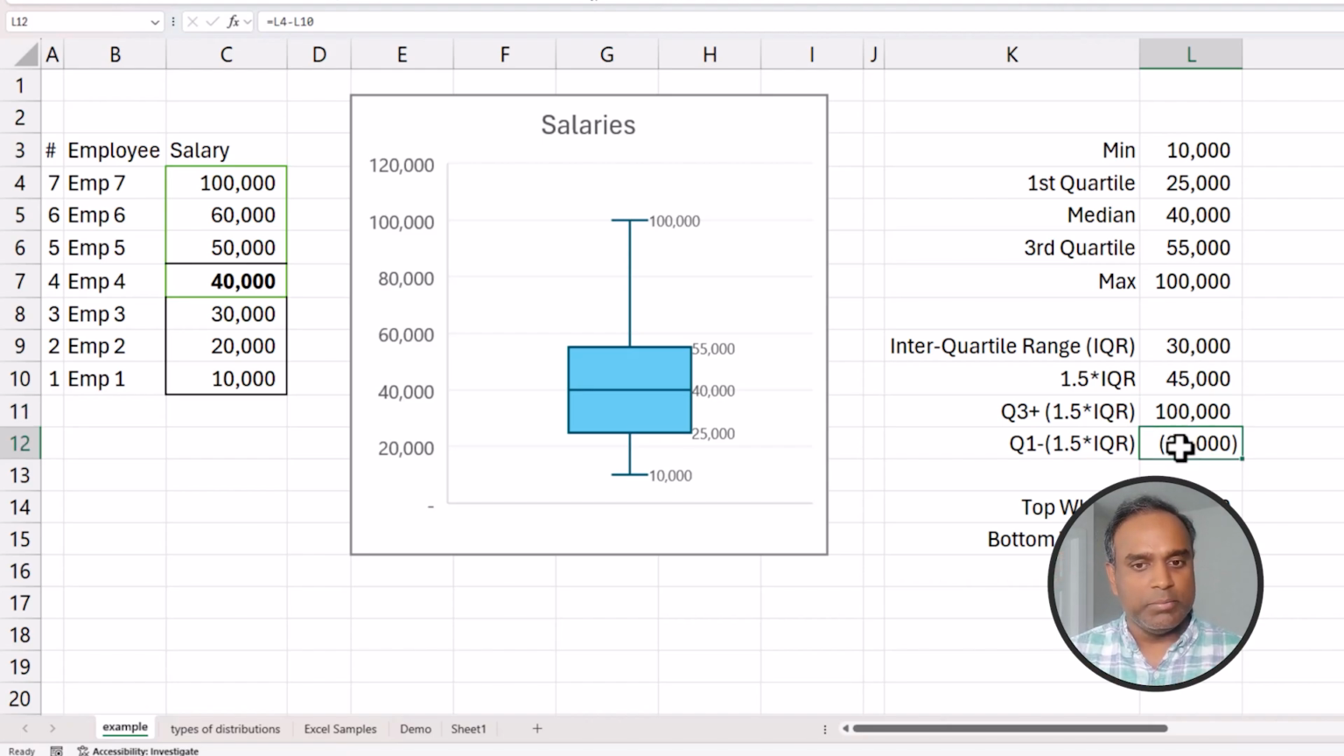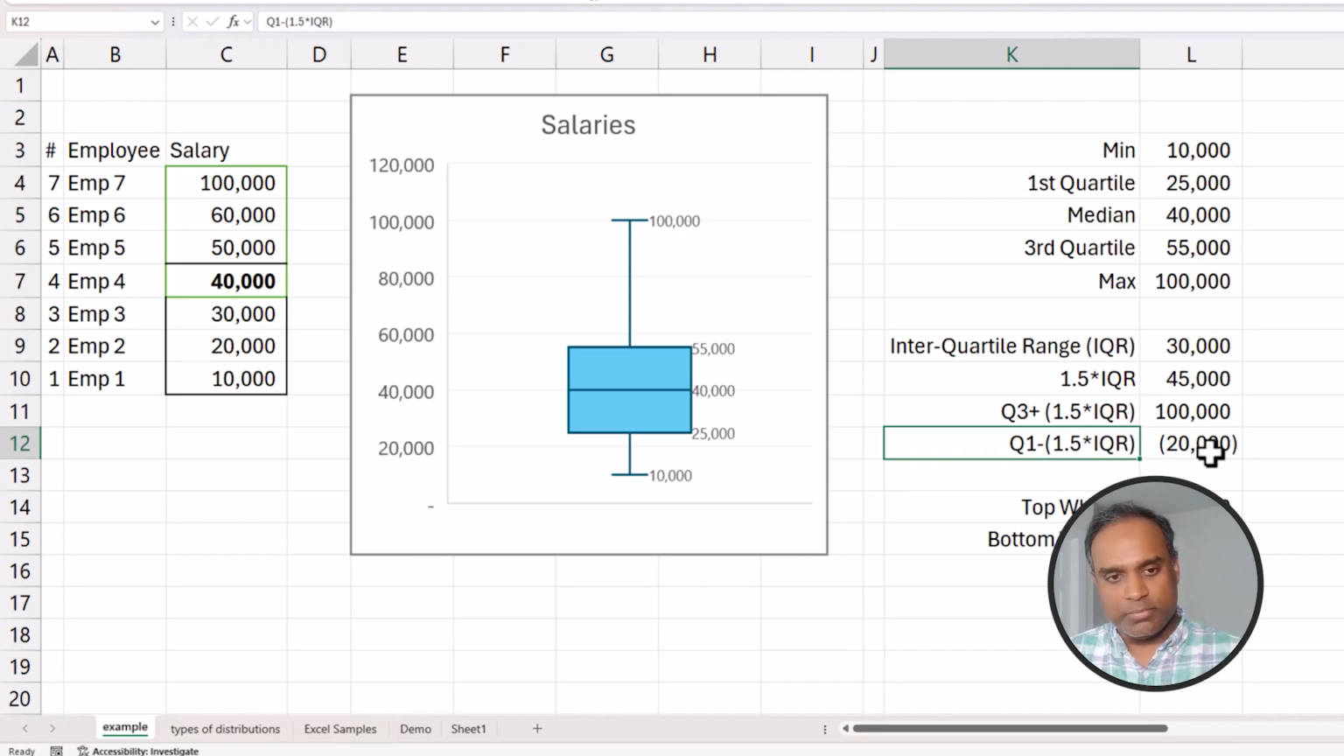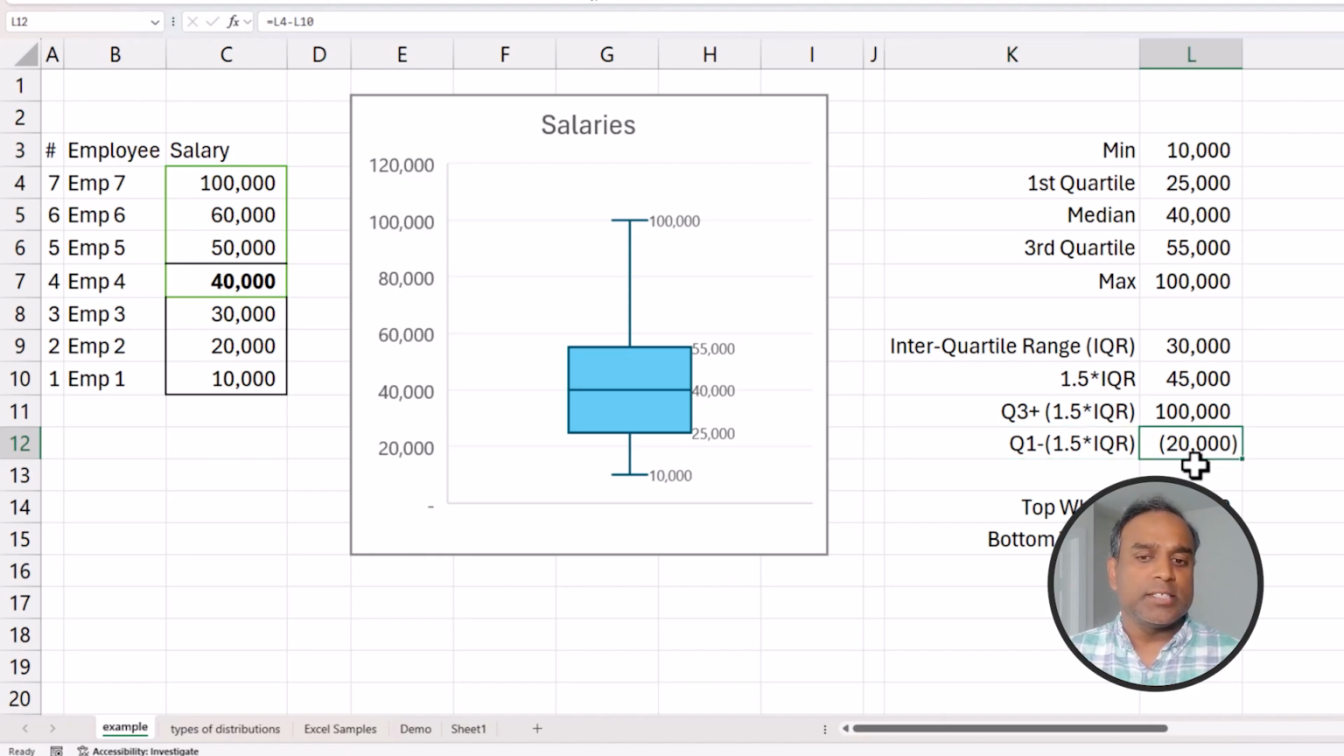Similarly, there is a bottom limit. So the first quartile minus 1.5 times the interquartile range gives you the bottom limit. And anything below that will be considered an outlier. In this case, it happens to be negative 20,000 based on the values that I've entered here. We only have 7 values and all that.